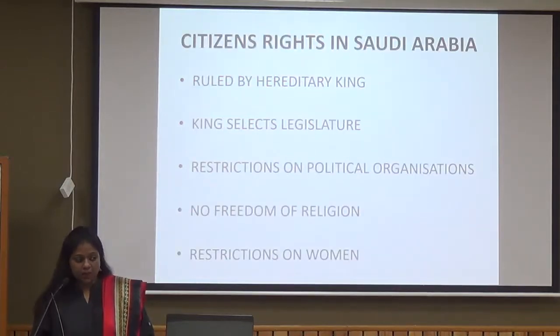The second example is about citizens' rights in Saudi Arabia. Over there, the country is ruled by a hereditary king and the people have no role in electing or changing their rulers. The king selects the legislature as well as the executive. He appoints the judges and can change any of their decisions. Citizens cannot form political parties or any political organizations. Media cannot report anything that the monarch does not like.